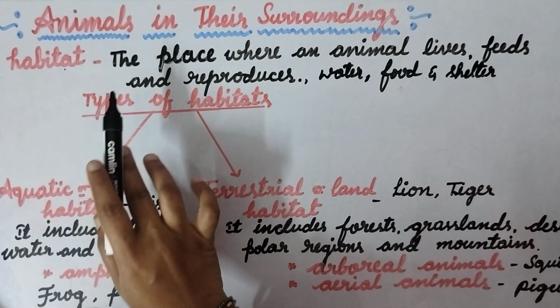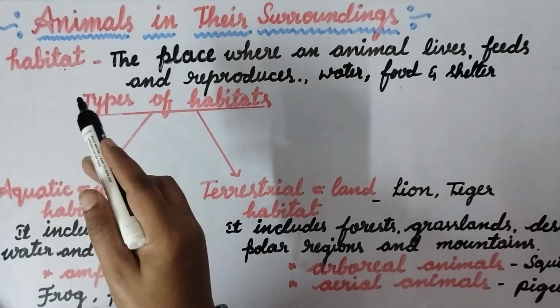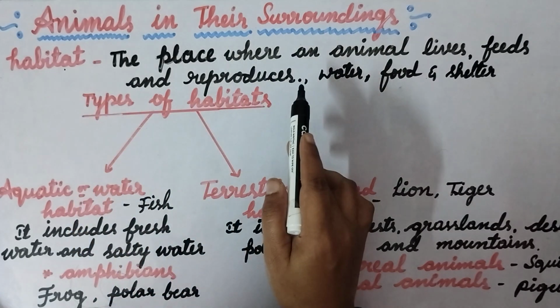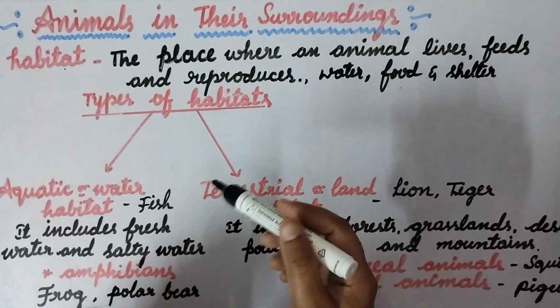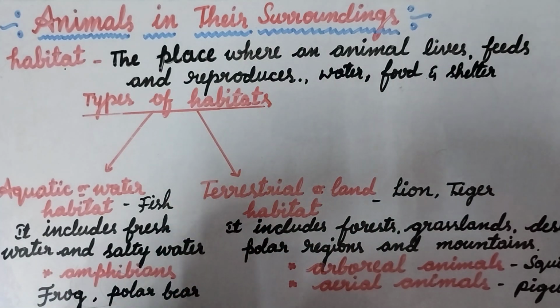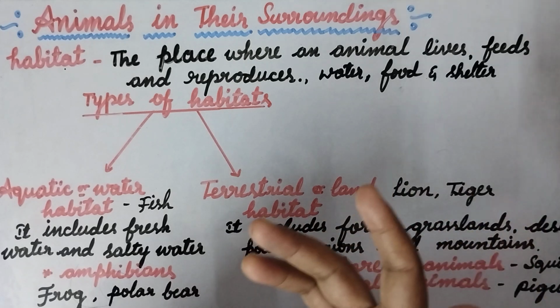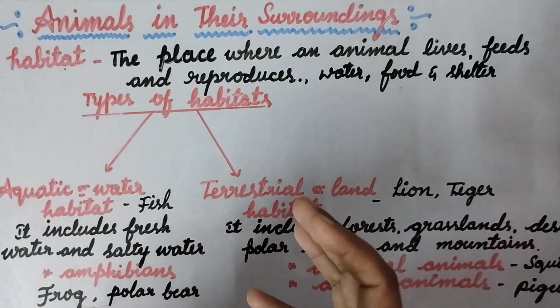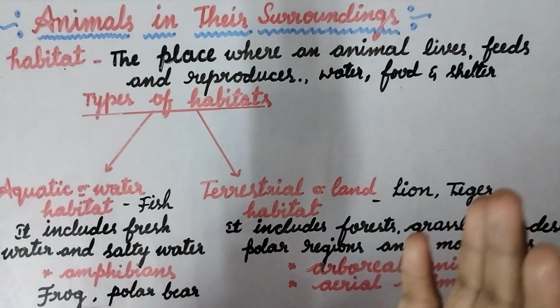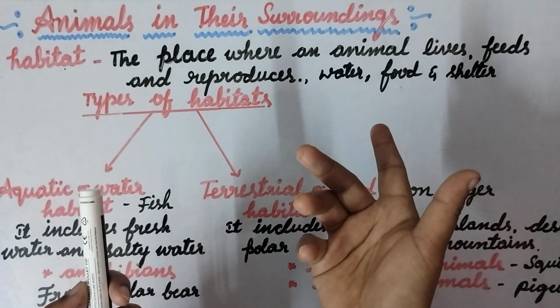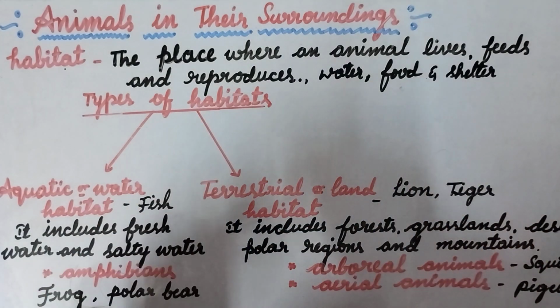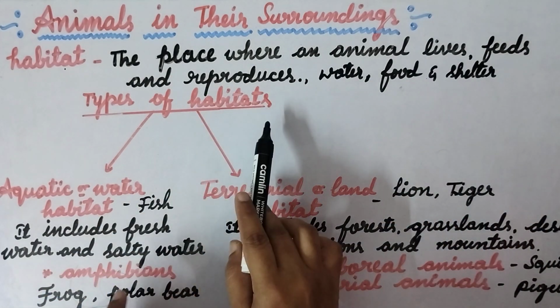So it is called a habitat. What does a habitat provide? A habitat provides food, water and shelter to the animals. Different animals live in different habitats. For example, the tiger and lion live on land, while fish are present only in water. Animals living in a particular habitat adapt themselves to their surroundings. Mainly, there are two types of habitats.